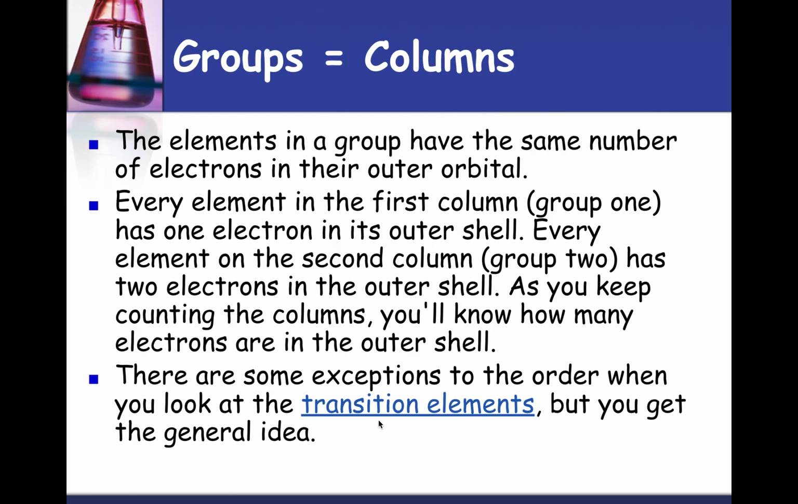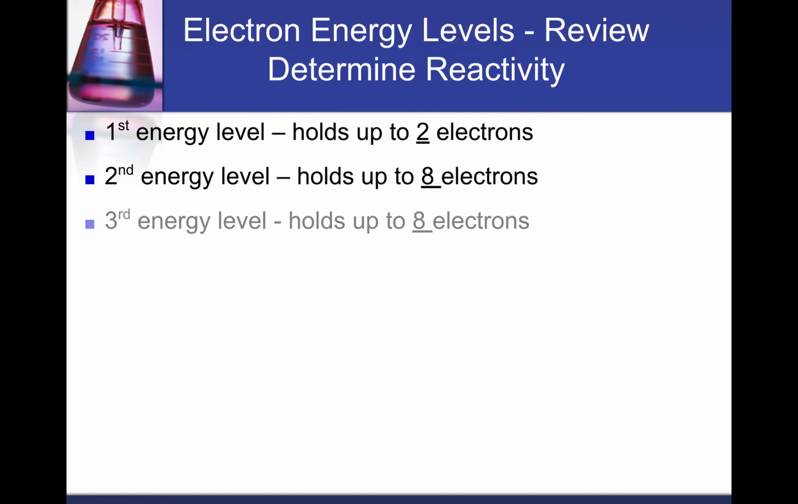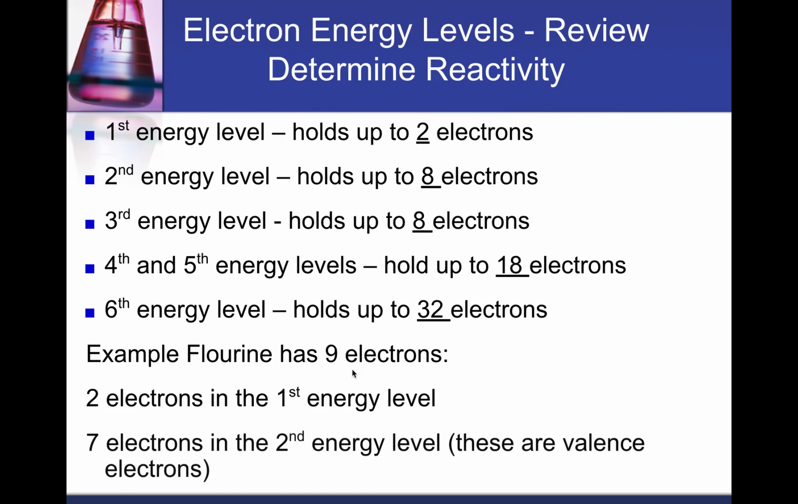And like we say down here, for now we're going to skip over those transition metals and not really worry about them too much. Remember our 2, 8, 8, 18, 32. Let's look at fluorine. Fluorine has 9 electrons, so 2 of those are going to go in the first energy level, 7 will go in the second. What that means is everything in the up and down family that fluorine has also has 7 electrons.